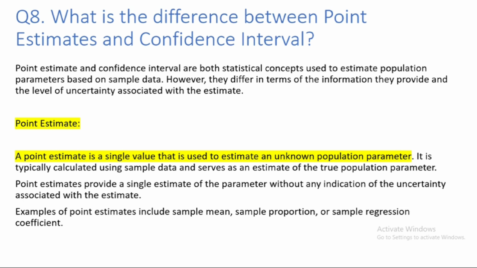Point estimate. A point estimate is a single value that is used to estimate an unknown population parameter. It is typically calculated using sample data and serves as an estimate of the true population parameter. Point estimates provide a single estimate of a parameter without any indication of uncertainty associated with the estimate. Examples of point estimates include sample mean, sample proportion, or sample regression coefficient.